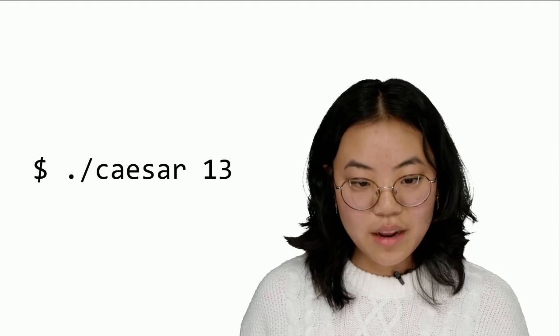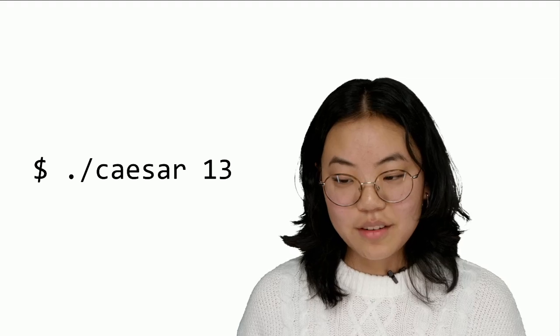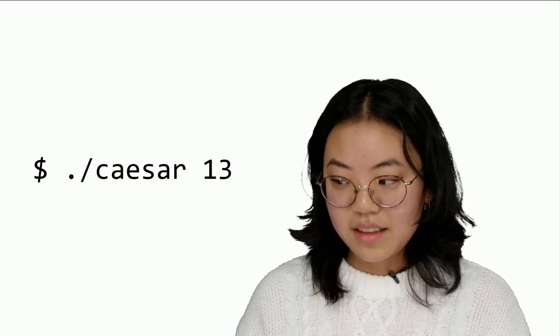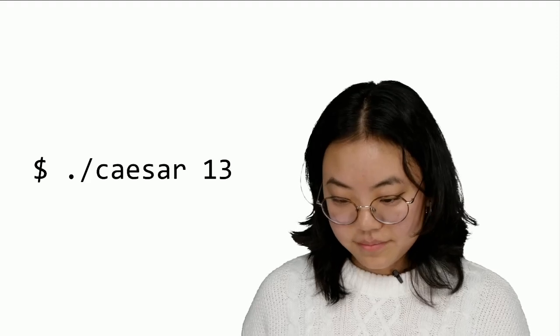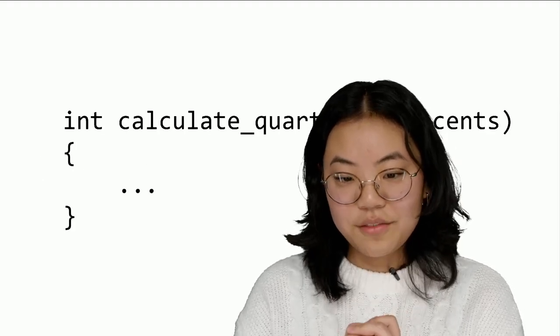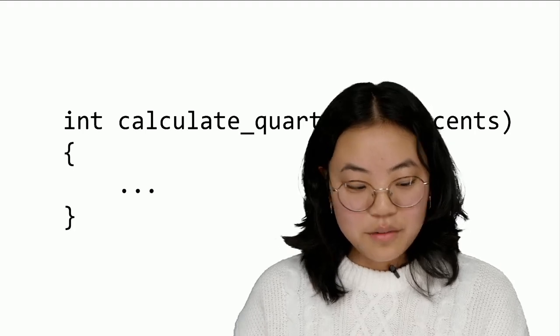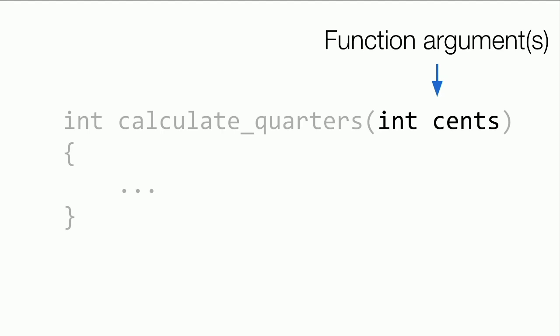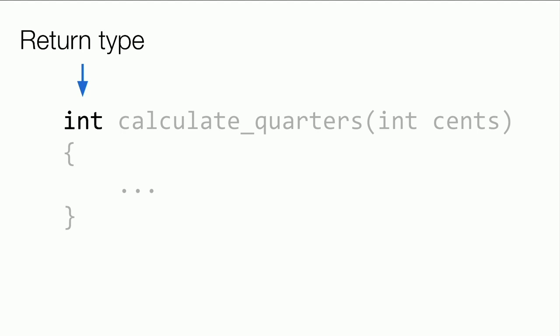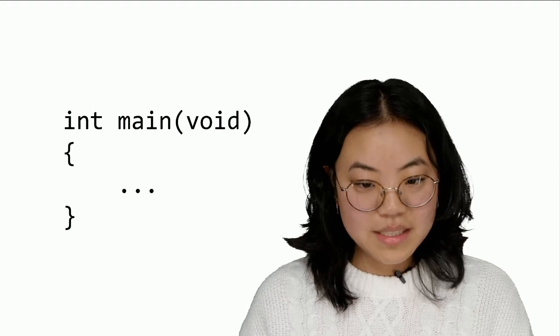Same with when I run something. This is something you might encounter this week, where you actually provide the program that you're running some input, in this case 13. So this is no different than the functions that we've seen before, right? When we had this calculate quarters function from cash, it takes in a function argument, which is an integer that we call cents, and then it specifies the type that we're returning. So in this case, it returned how many quarters that we had.